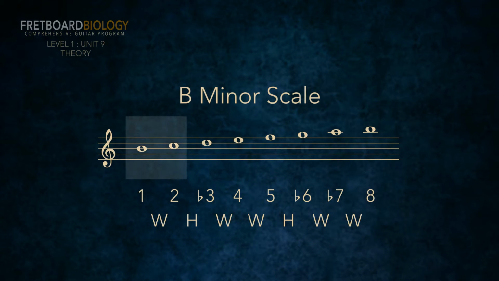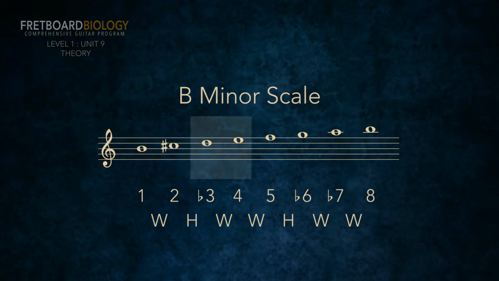Between 1 and 2, we need a whole step. And what do you have from B to C? A half step. So we need to adjust the distance between B and C. We need to make that wider, so we'll apply a sharp to C to make that a whole step. Now we have a whole step from B to C sharp. From 2 to 3, we need a half step. And what do we have from C sharp to D? We have a half step.